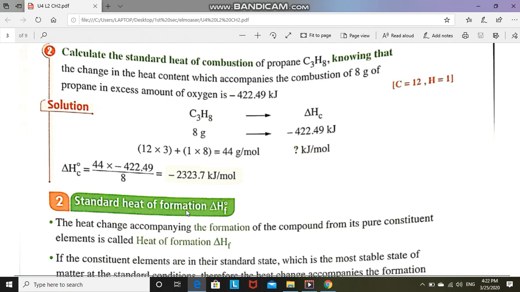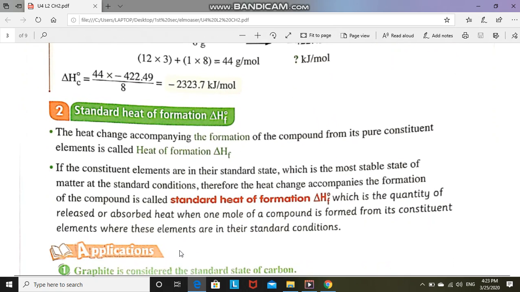We have the heat of formation, standard heat of formation. The same as we said, we have heat of formation. Any pure substance that makes a reaction will produce a compound. We called it heat of formation, and it makes an increase in temperature. But if we make it at standard conditions, we called it standard heat of formation. Okay, under standard conditions we called it standard heat of formation.